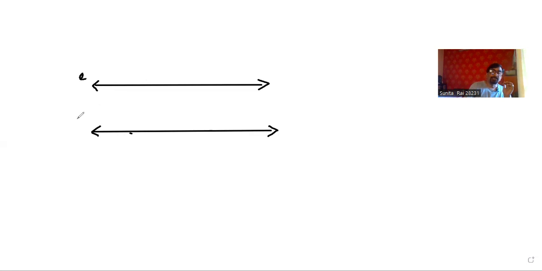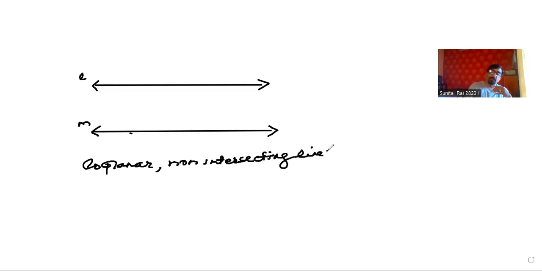Such a pair of lines, we call them parallel lines. So when two lines lying in the same plane do not intersect each other, then they are called parallel lines. In short, they are coplanar, non-intersecting lines. Non-intersecting lines means let them extend to any amount, they'll never intersect. Are you getting me, children?